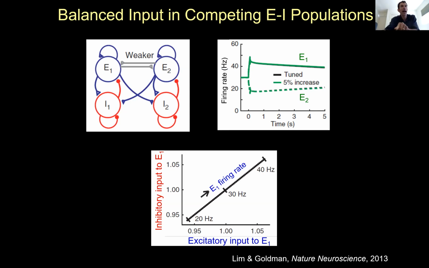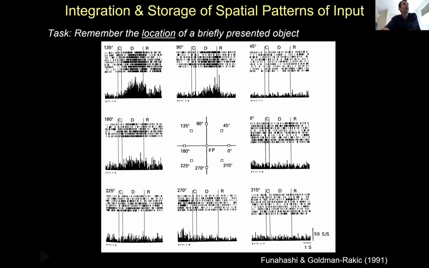Okay, so for the last little bit of this talk, I'd like to switch from talking about balanced networks for storing one memory to talking about spatial patterns of input. This is a classic experiment from Funahashi and Goldman. A monkey was asked to fixate, and then a light came on at one of 8 locations in a circle. When the light went off, the monkey had to make a saccade, and different neurons were tuned to different locations.